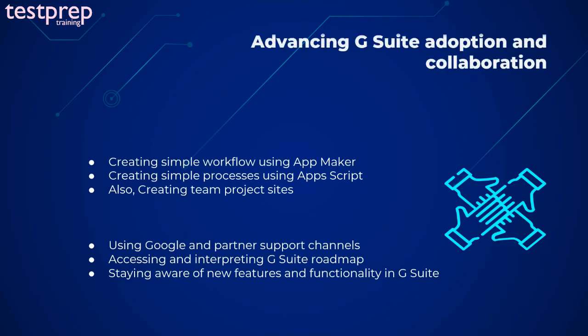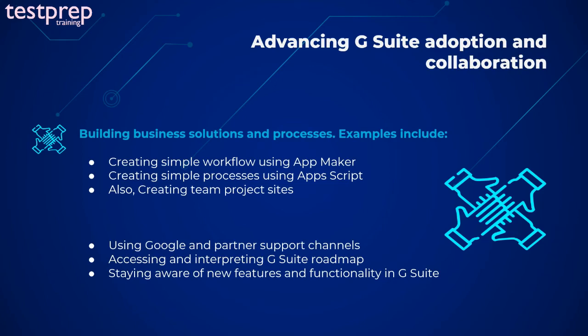8th. Advancing G Suite adoption and collaboration. Number 1. Building business solutions and processes. Examples include 1. Creating simple workflow using AppMaker. 2. Creating simple processes using AppScript. 3. Also, creating team project sites.